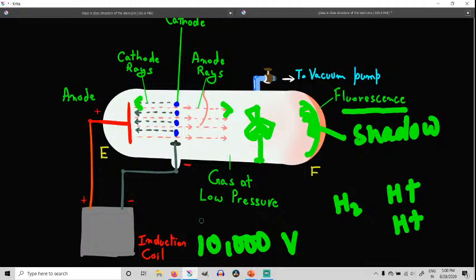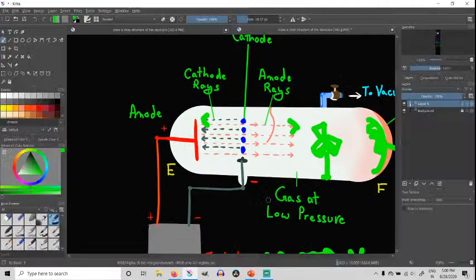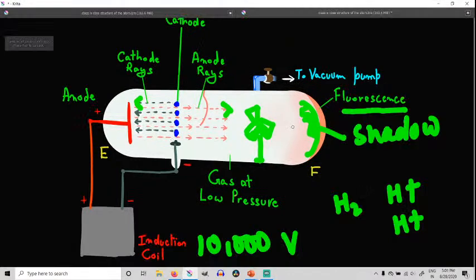Now, they are made up of particles. How can we prove that they are made up of particles? If you keep a fan in their path, you can see that when these rays strike, this fan is going to rotate. The fan, which is made up of mica, if kept on their path, is going to rotate. So this proves that they are made up of material particles.